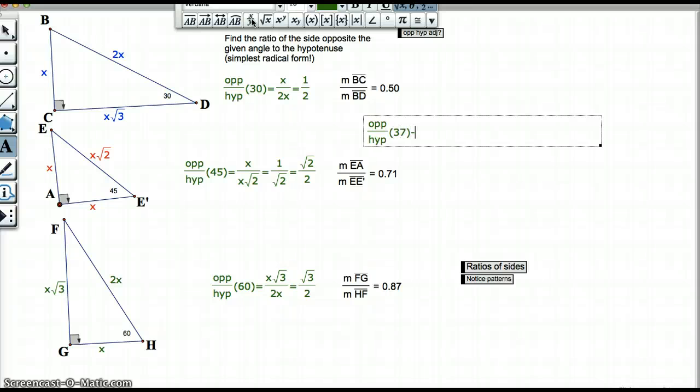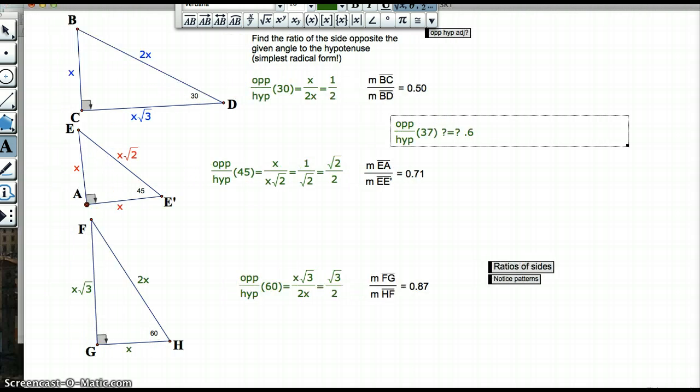So maybe we would guess, put question marks there because we're really just guessing, right smack up in the middle, right? Maybe it's 0.6. The opposite of our hypotenuse if we use a 37-degree angle. Now, 0.6 is probably not exact, but that makes sense. There's 0.5, there's 0.71, maybe it's 0.6. Well, let's check and see.